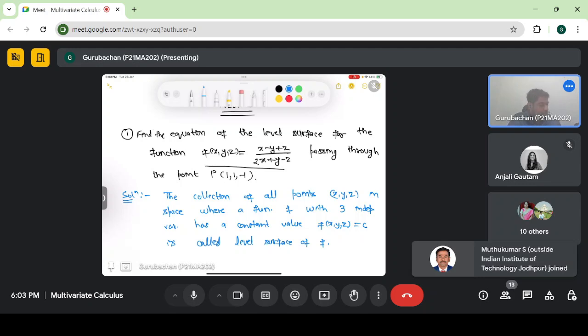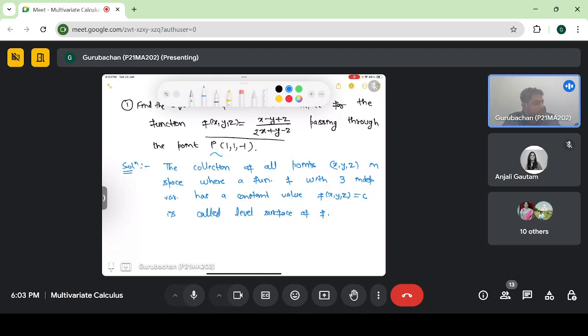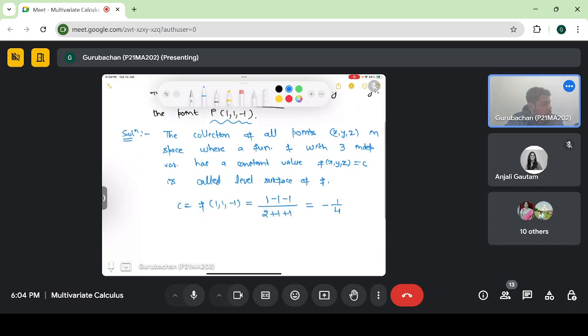So now the question arises how we can find the value of this c. Since we know from the question that it passes through the point (1, 1, minus 1), we will put in the values 1, 1 and minus 1. It comes out to be (1 minus 1 minus 1) divided by (2 plus 1 plus 1). So it will come out to be minus 1 by 4.